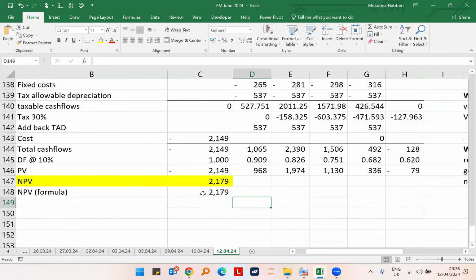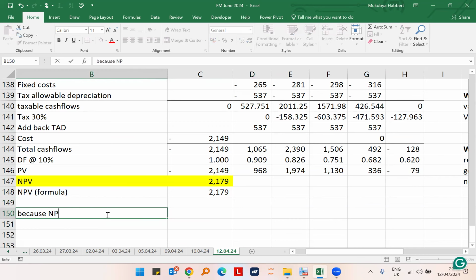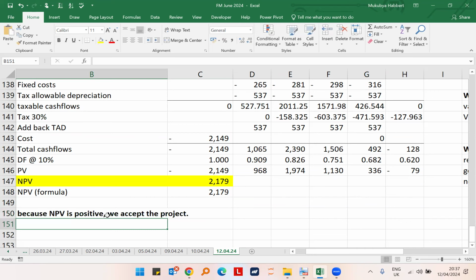So this is what the examiner likes that you use, but they don't force it on you. If you don't know how to use it and you don't want to use it, you can be without it, but it saves you time, as you have seen. So because NPV is positive, we accept the project. All right. So any questions, or are we okay? Are we understanding? Are you following?